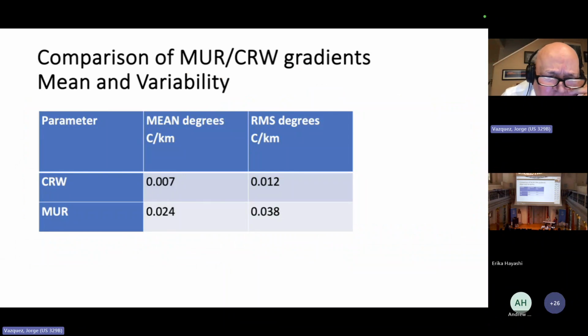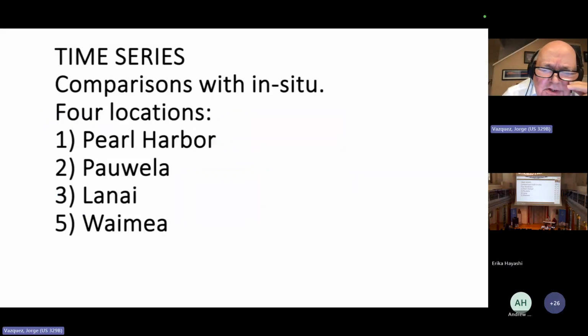In terms of comparing the variability of these gradients, Coral Reef Watch had an average of 0.007 degrees Celsius per kilometer. MUR was slightly higher at 0.024 degrees Celsius per kilometer for the mean, and MUR also had a slightly higher RMS value, close to 0.04 degrees Celsius per kilometer. Again, for the time series, we did comparisons with in situ data for locations: Pearl Harbor, Lanai, and Waimea.